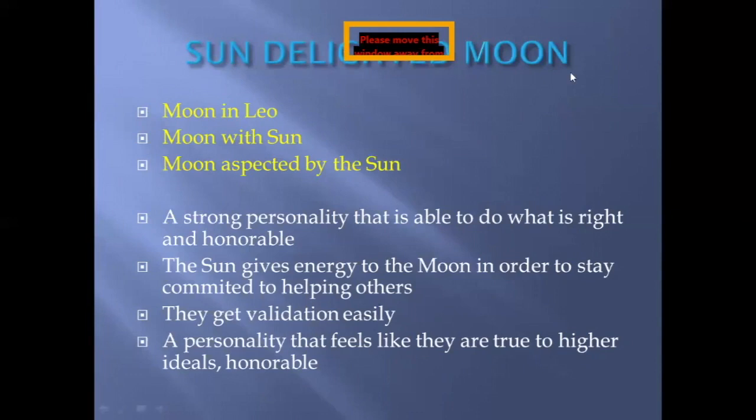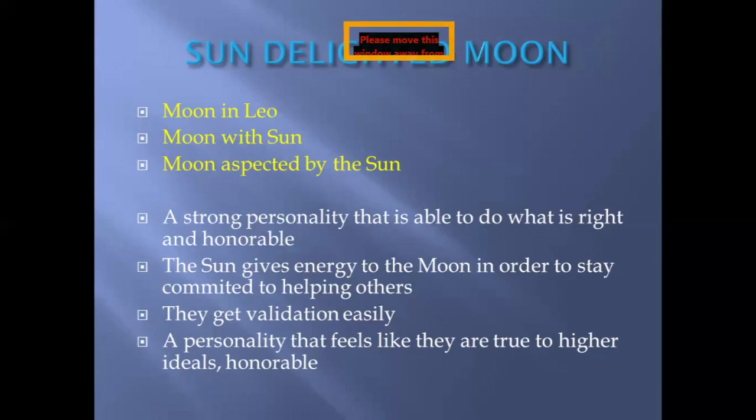Now the Sun delighted moon. Okay, so moon being delighted by the Sun. That happens when the moon is in the Sun sign in Leo, when the moon is conjunct the Sun, or when the moon is aspected by the Sun. So there will be a strong personality that is able to do what is right and honorable. Remember, the Sun is about honor, about inspiration.